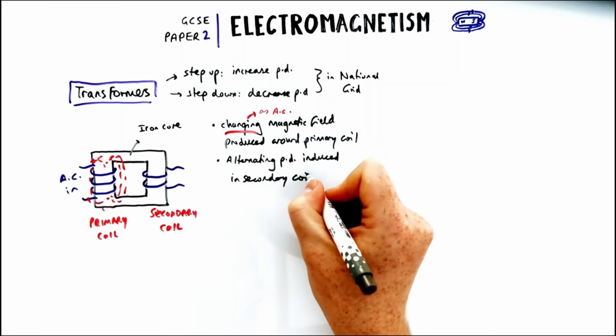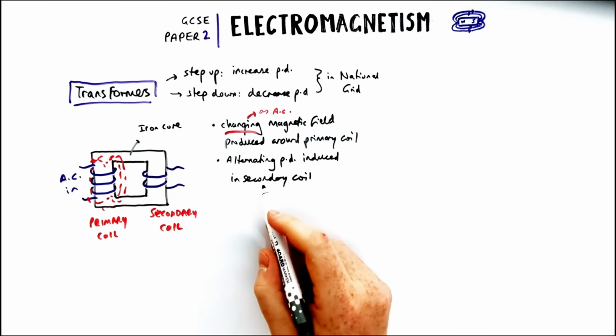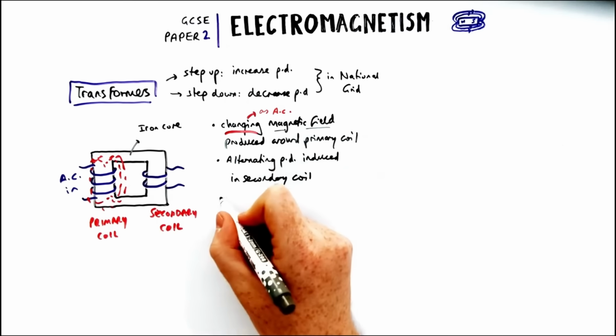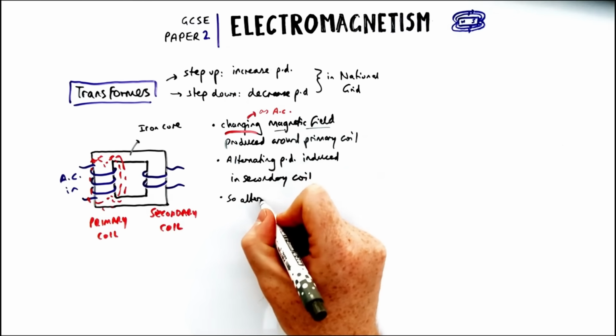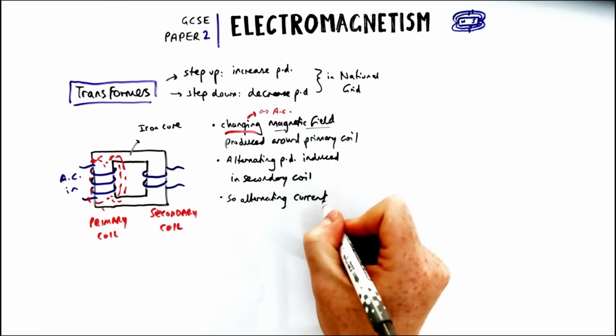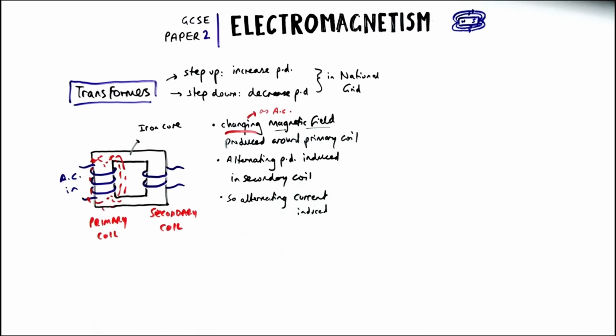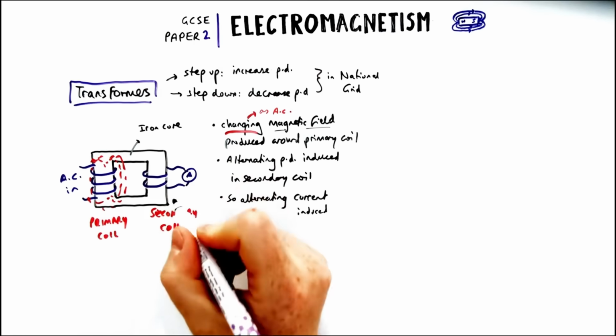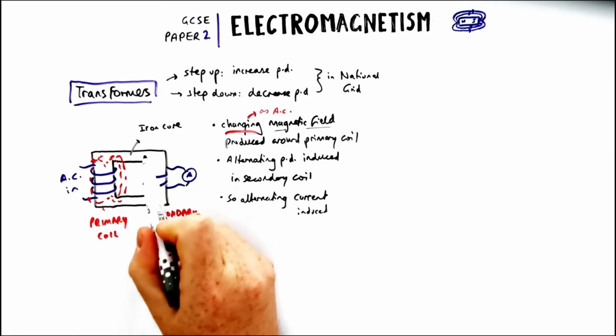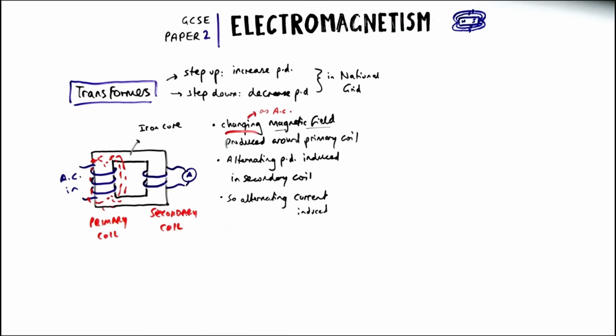Without touching it, the current doesn't flow through the core, but it happens due to the generator effect, which we looked at before, which is when you have a changing magnetic field around a conductor, you induce a potential difference. So if there's an ammeter at the other end, we can talk about there being an alternating current induced as well.